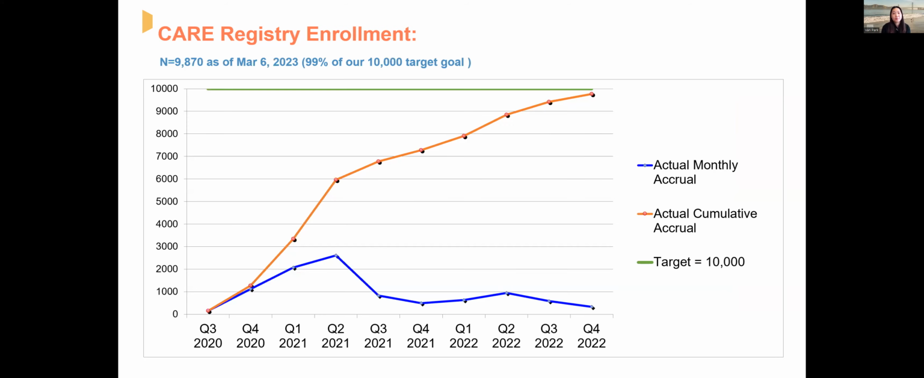Next slide, please. So far we are very close to reaching our target. So for those of you who are here and who have helped in this, we thank you from the bottom of our hearts. And for those who may continue to help, or who have not yet helped to promote the registry, we would really appreciate your help in promoting this. We hope and are eager to reach our 10,000 goal. Next slide, please.